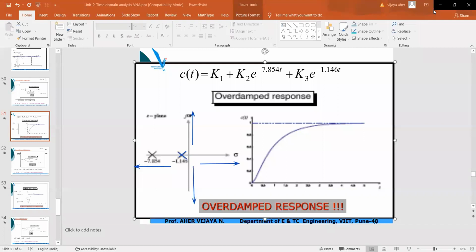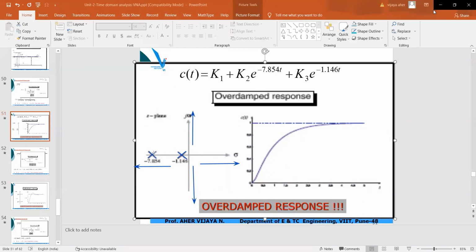Add s is equal to minus 1.145. We have got 2 real poles, right? What is my second pole? s is equal to minus 7.854 at this point. Okay, 2 real poles we are having.